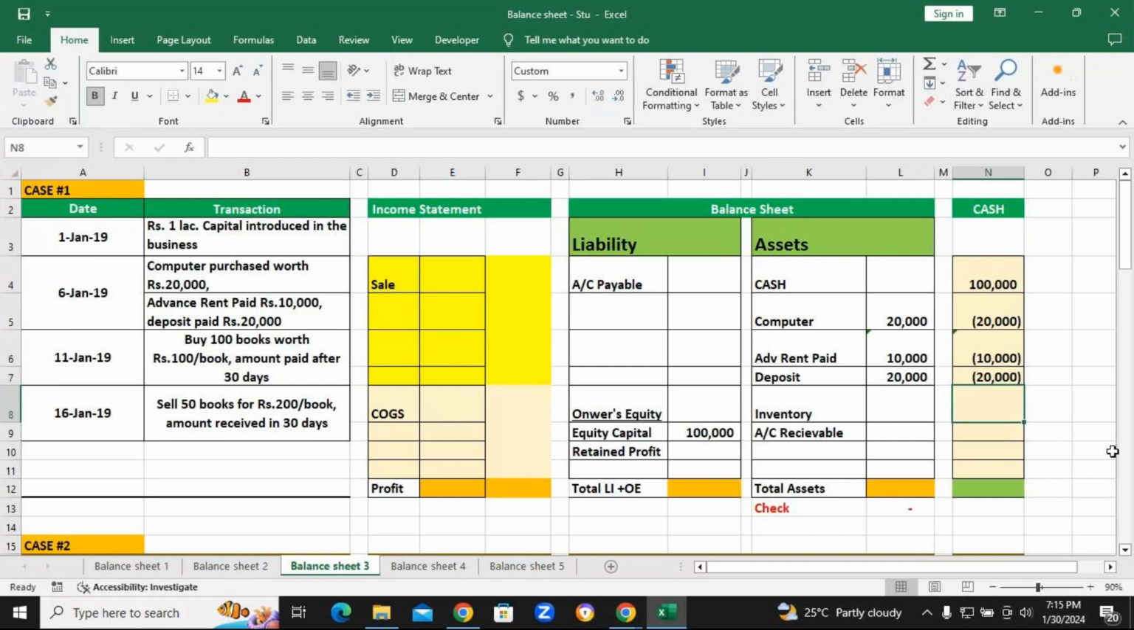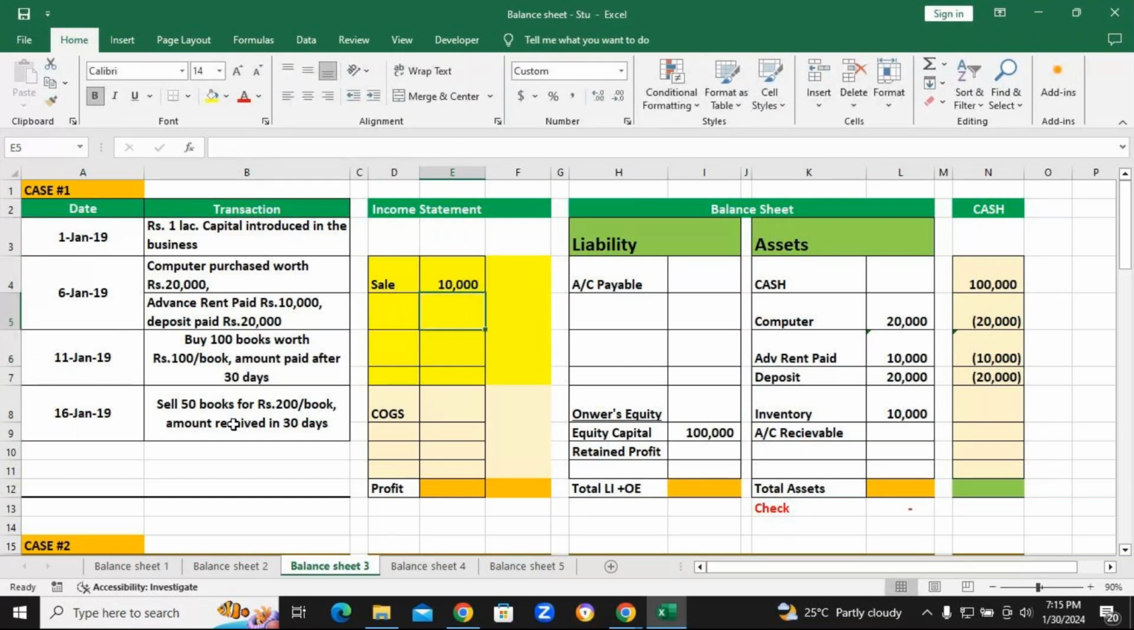And inventory. Here I have bought 100 books at the cost of rupees 100, so I will type equals 100 into 100. So 100 books I have bought at the rate of 100 rupees. Now next I am selling the books. How many books are sold? 50 books I am selling at the cost of 200 rupees, equals 50 into 200.